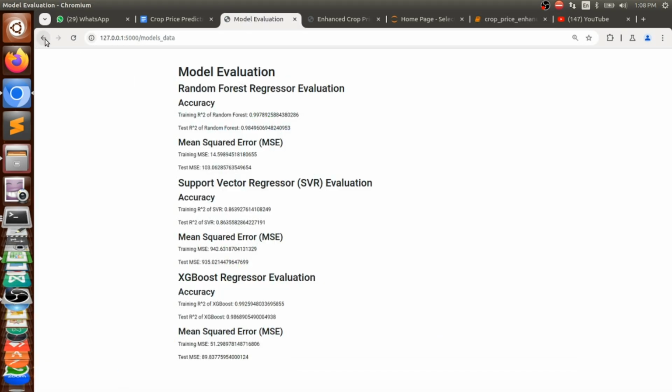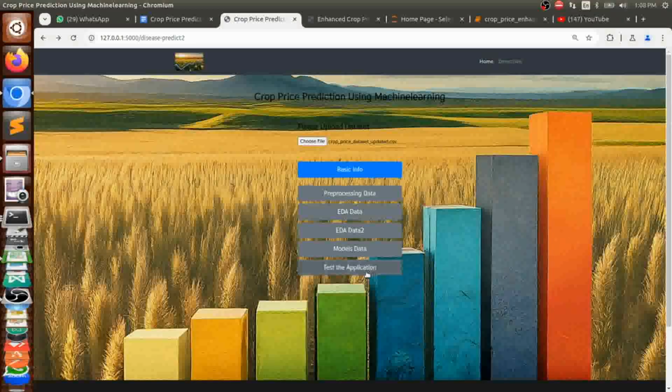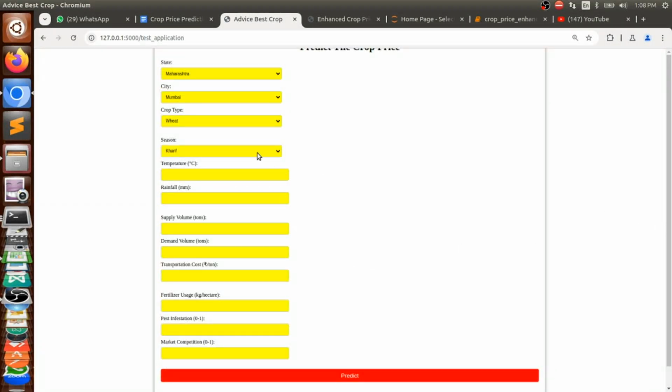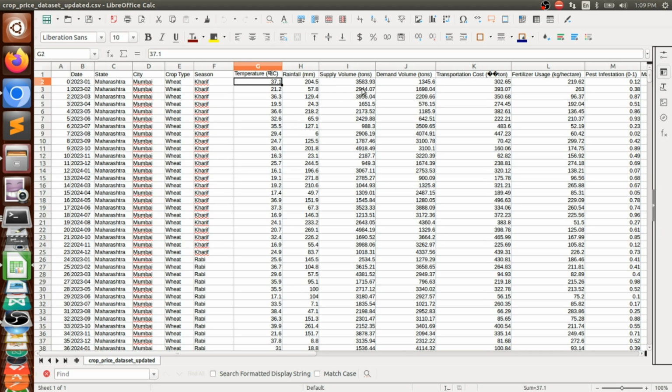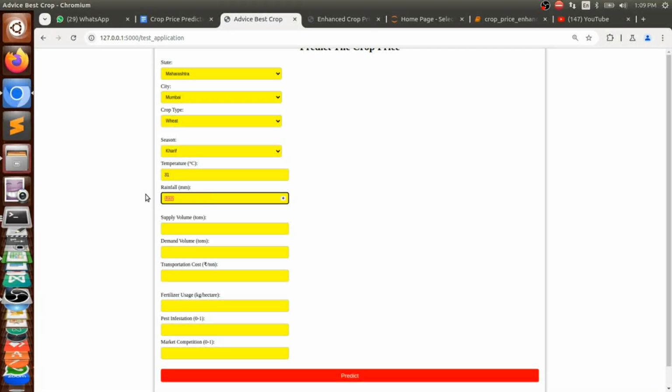Once we are able to build a model for our dataset, we go on to testing. For that you can select Maharashtra, Mumbai, which crop it is, what the season is, and what the temperature is, around 31, and what the rainfall is, 1232 4, some random values I am putting. If you want to put exact values, you can take them from here. And I put around 230.